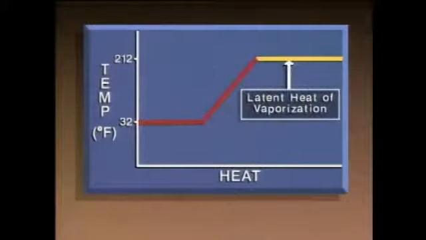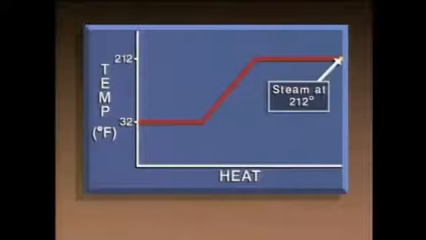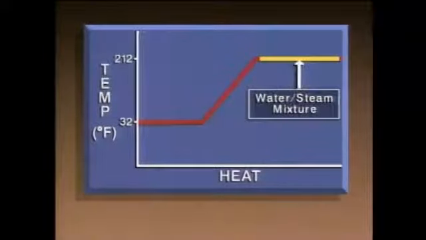This horizontal line represents the latent heat of vaporization. The latent heat of vaporization is the amount of heat required to vaporize a substance without a change in temperature or pressure. This point represents water at 212 degrees. And this point represents steam at 212 degrees. So the line between these points represents a water-steam mixture.